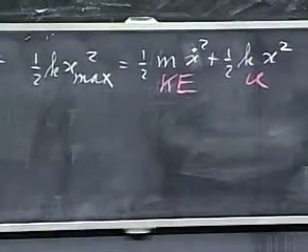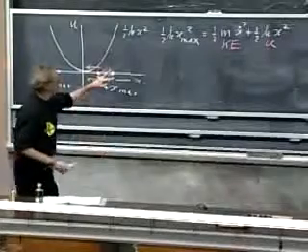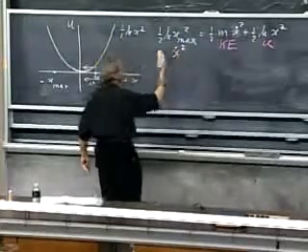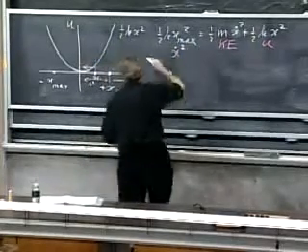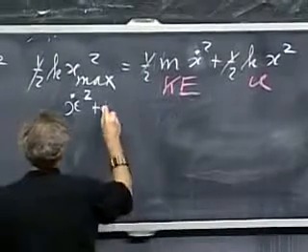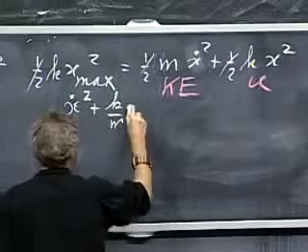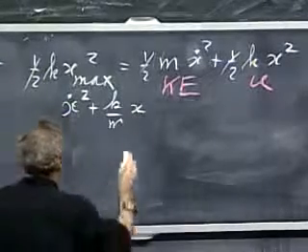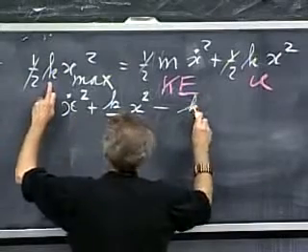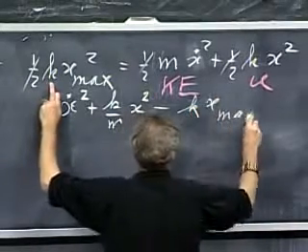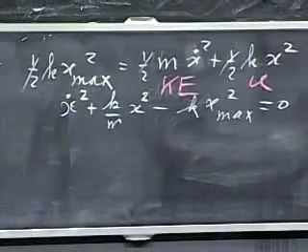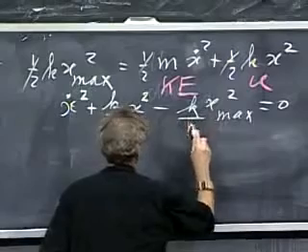And now what I'm going to do, I'm going to rewrite it slightly differently. I bring the x dot squared to one side. My halves go away, and I divide by m. So I get plus k over m times x squared. And then I get minus k x max squared over m equals 0. Did I do that right? Yes. I divide. Oh, there's an m here, and the m has to be here.